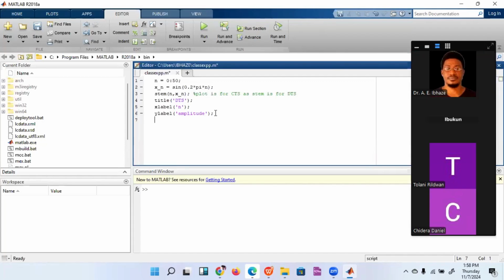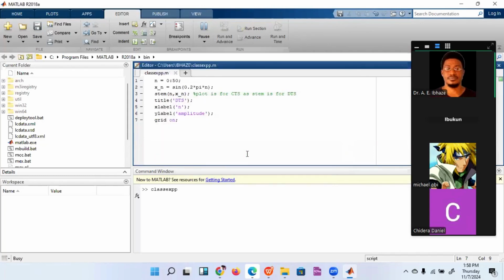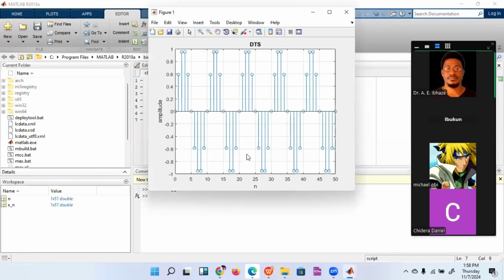Then what else? We want to turn on our grid. We wrote it wrongly the last time, so we don't want to make that mistake again. So we turn on the grid. Now we can save. Let us run. It's going to ask me for a path. Okay, change folder, so I just add to path. And boom, we have our discrete time signals.